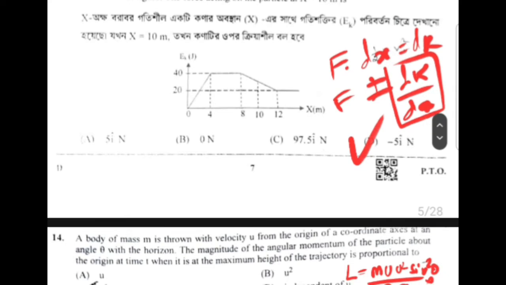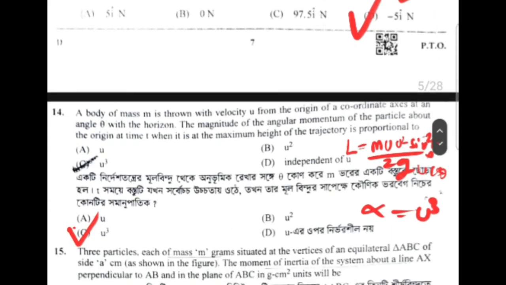A body of mass m is projected with velocity u from the origin of the coordinate axis at angle theta. The magnitude of angular momentum is proportional to what? Angular momentum can be found by L equals mvr, where v equals u cos theta and r equals the maximum height, that is u square sin theta by 2g. So we are getting proportional to u times u square, u cube.